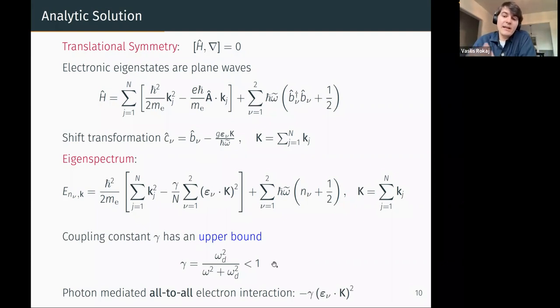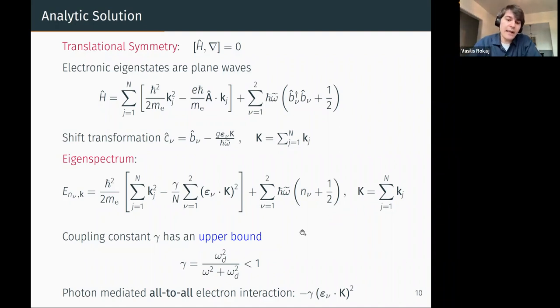So it depends essentially on the collective momentum of the system, on the center of mass momentum. And the coupling constant that determines the strength of this term is this gamma parameter, which is the ratio between the diamagnetic frequency and the renormalized frequency of the cavity mode. And this has an upper bound. This upper bound will be important for what we see next, for the ground state of the system, the relation to the A-squared term, but also for the conduction properties of the system.